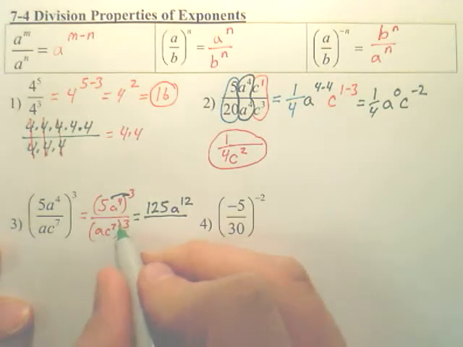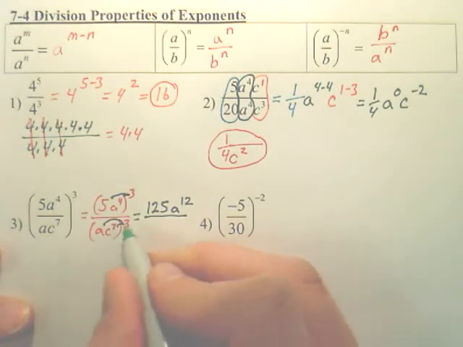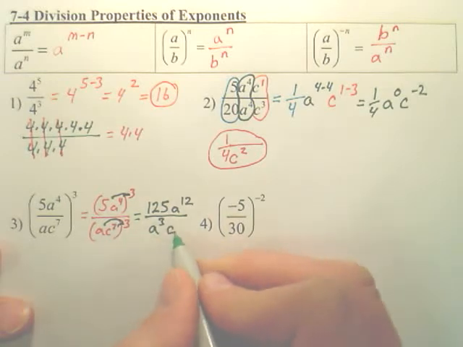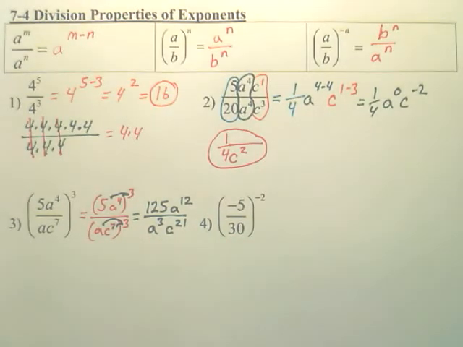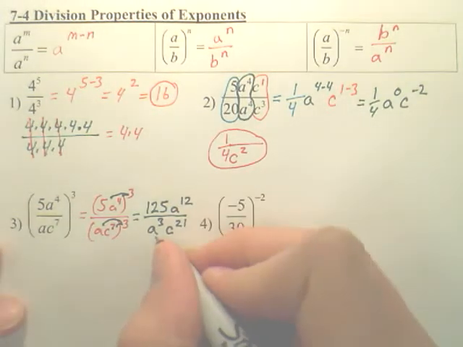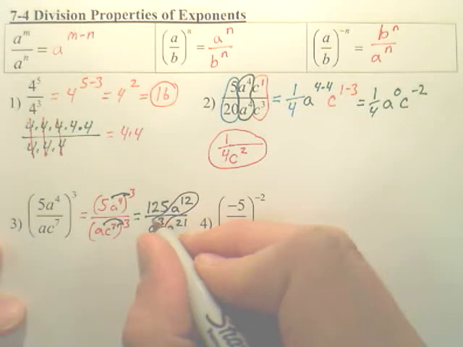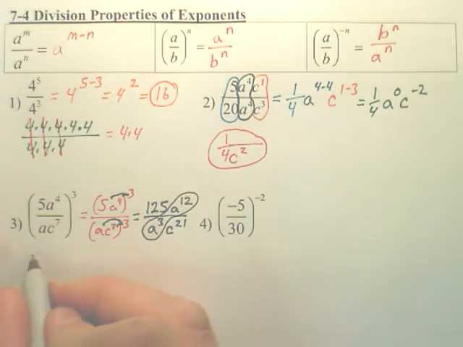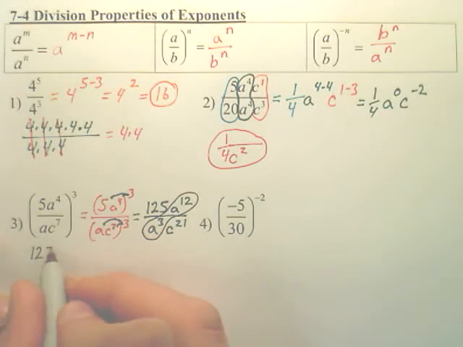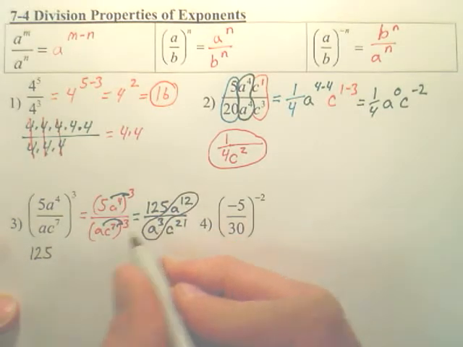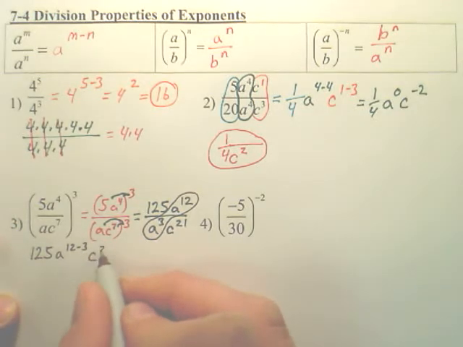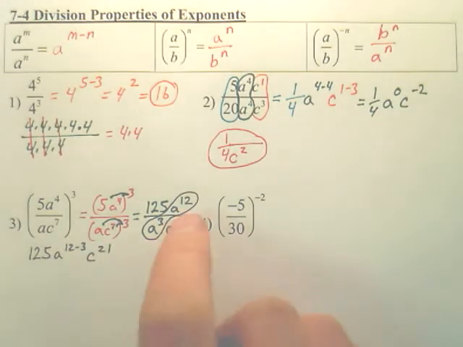And then here, you're going to take this third power to both pieces. So a to the 3rd. And then 7 times 3 is 21. So it's c to the 21. We can still simplify. That leaves us with the 125 staying on top, 12 minus 3, and the c to the 21st stays, because remember, you subtract these.